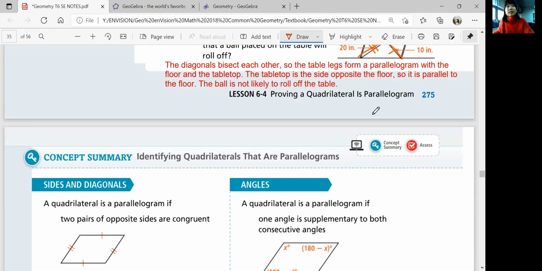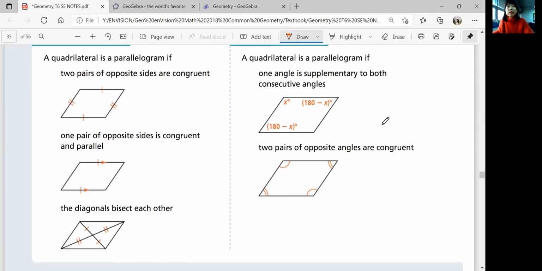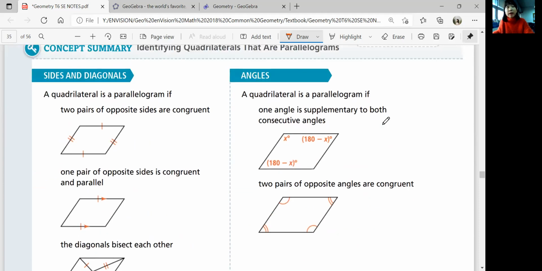Okay. So that was lesson 6-4, proving a quadrilateral is a parallelogram. Okay, that was it for this lesson.